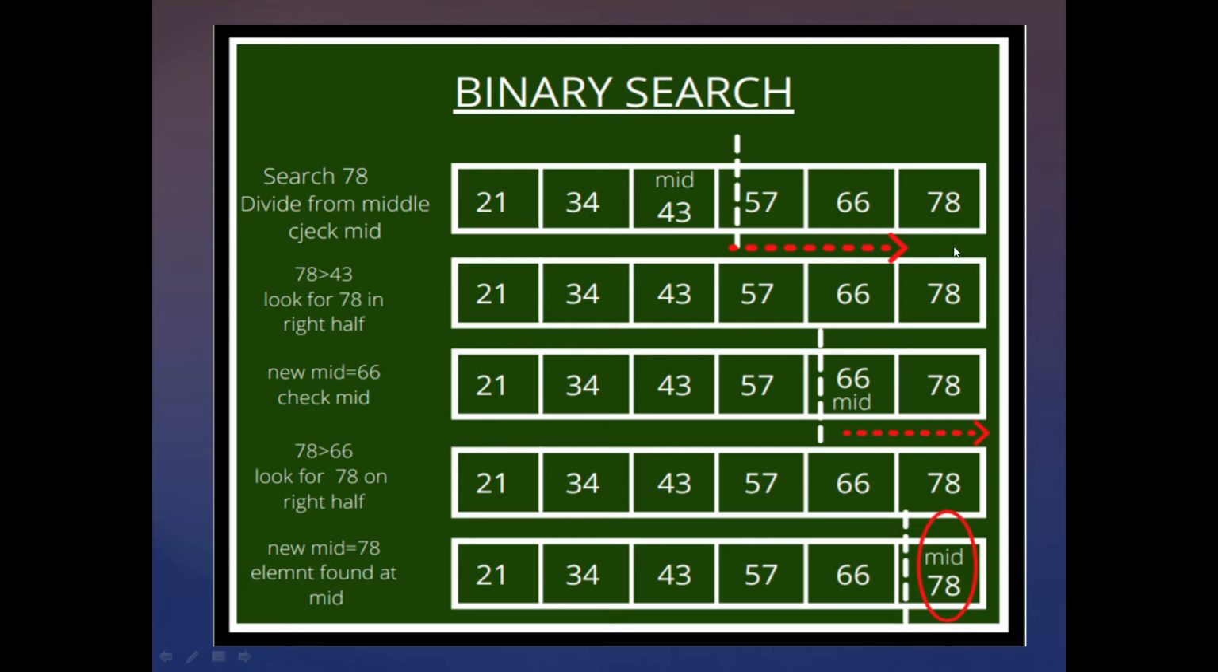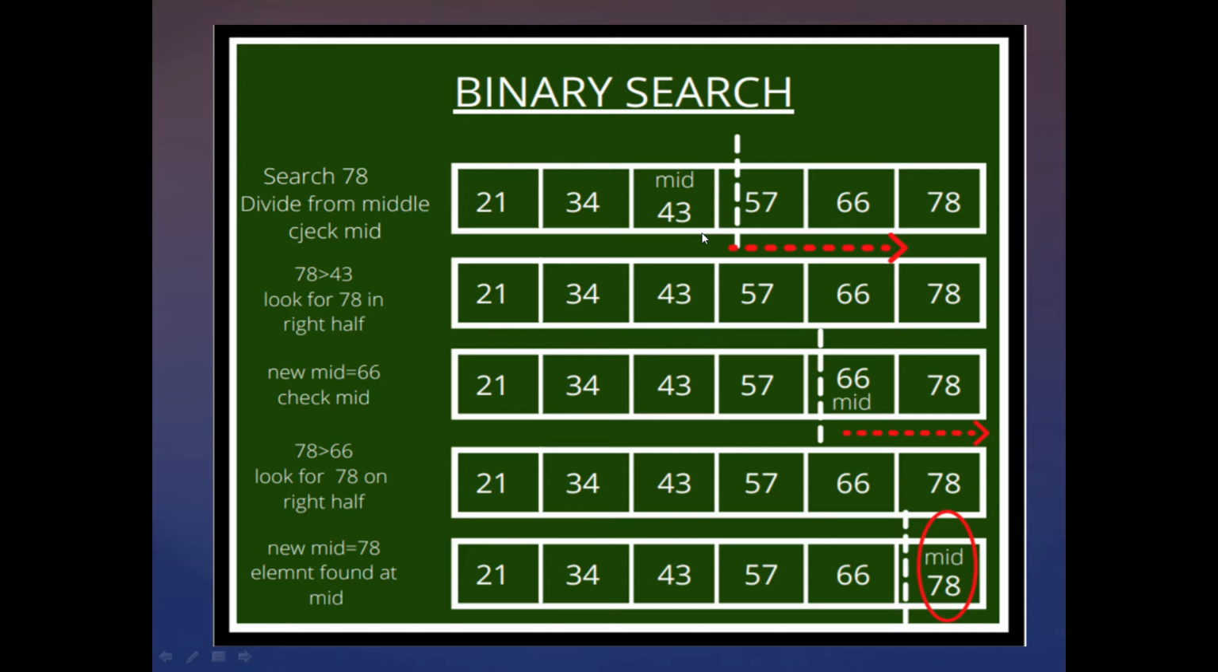Now we are going to implement the logic behind this searching approach. First, we divide the array into two parts and select a mid element. The mid element will be 43. Now we compare this mid element with the searching element. There will be three cases: the searching element is equal to the mid element, or the searching element is greater than the mid element, or the searching element is less than the mid element.